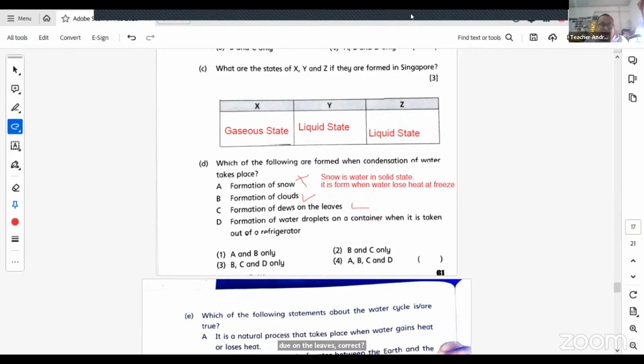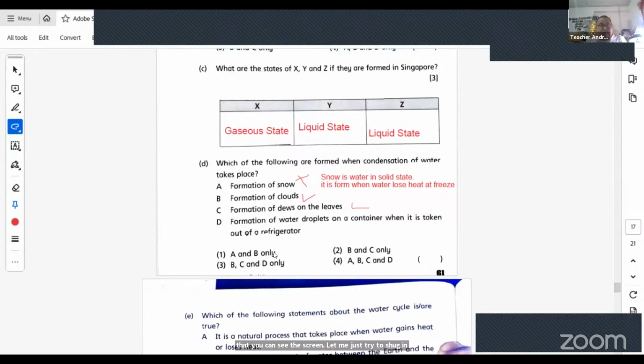Can you all see the screen? I have some people saying that they can't see the screen. Let me just try to share again. You see the screen?